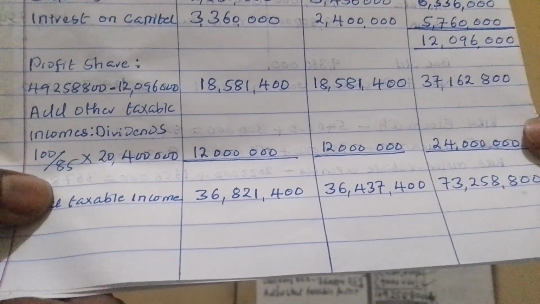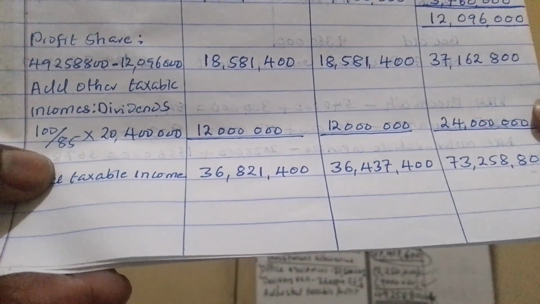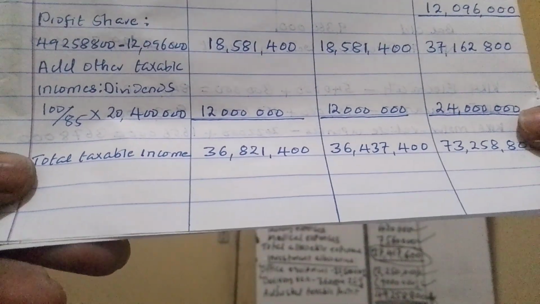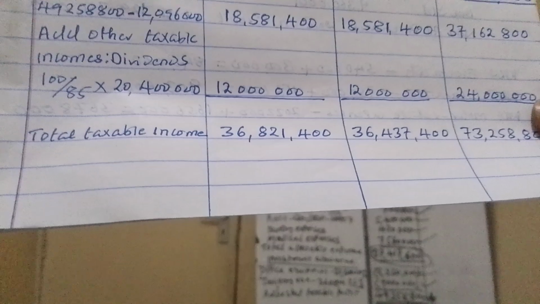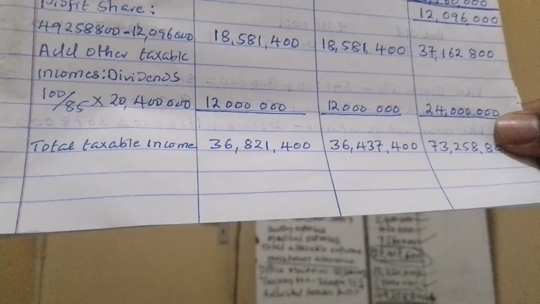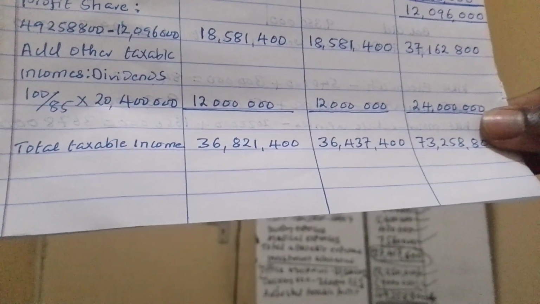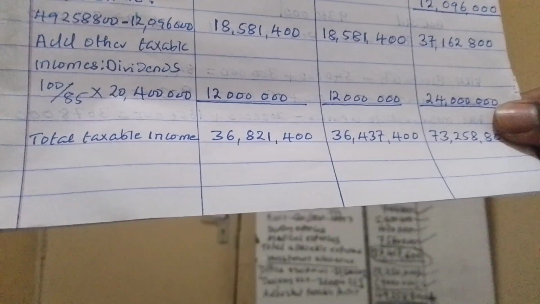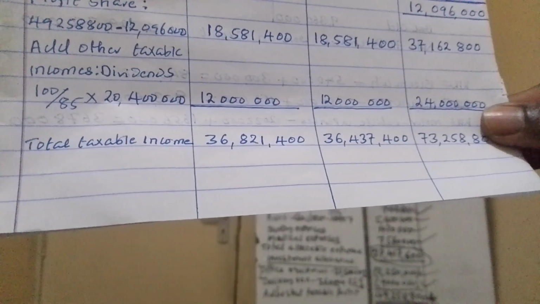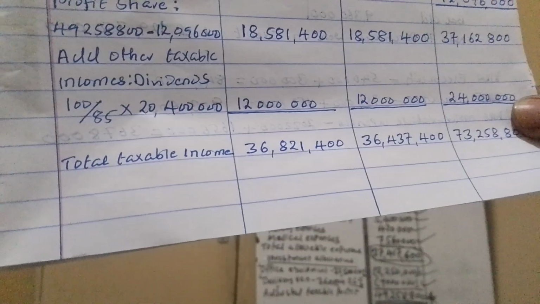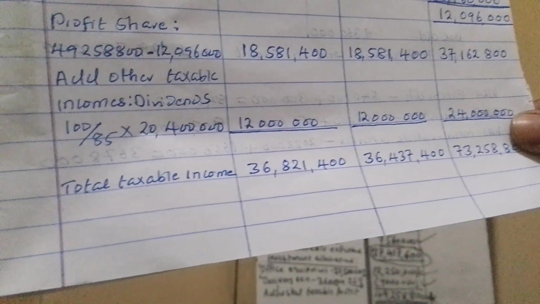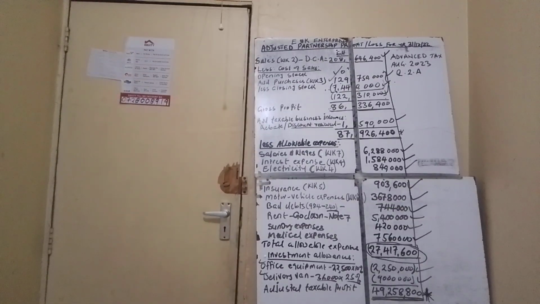I think what remains was 7,162,800. Then other taxable incomes. In this question, the only other taxable income was dividends. And this dividend was net, so gross it up by 100 over 85 times 20,400,000. Don't ask where 20,400,000 is coming from, if somebody is asking that.